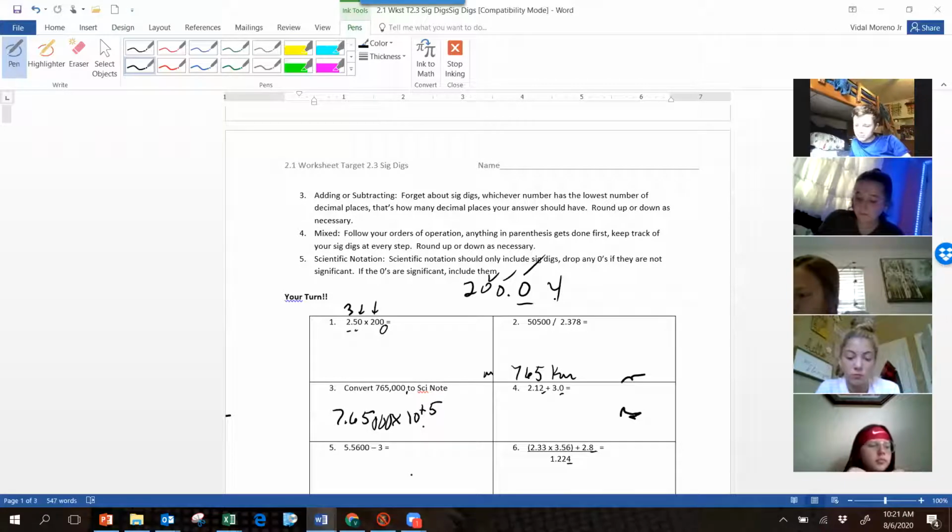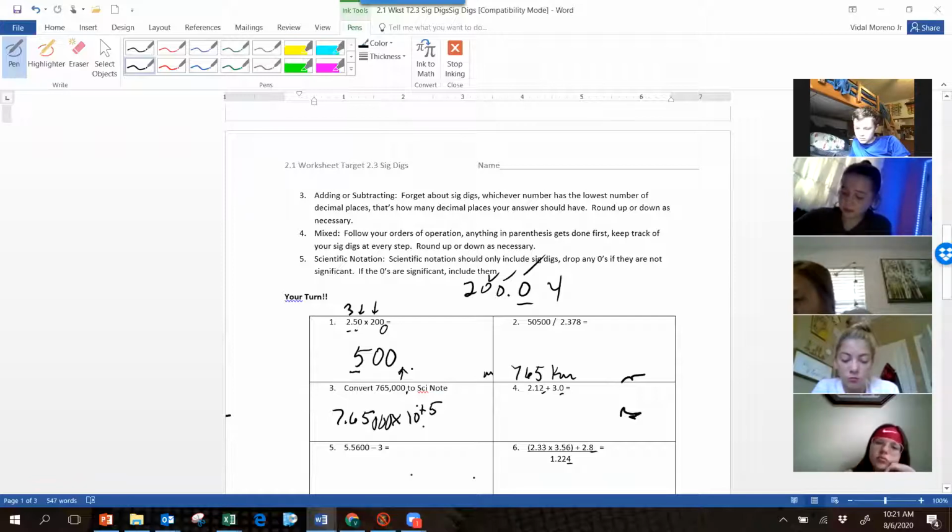So 2.5 times 200 is 500. But you can only have 1 sig dig. So that's the correct answer. If you were to put a decimal there, that would screw everything up because then it would have 3 sig digs. Okay.